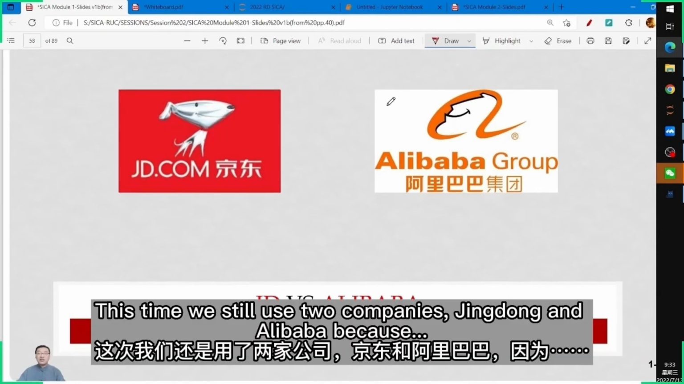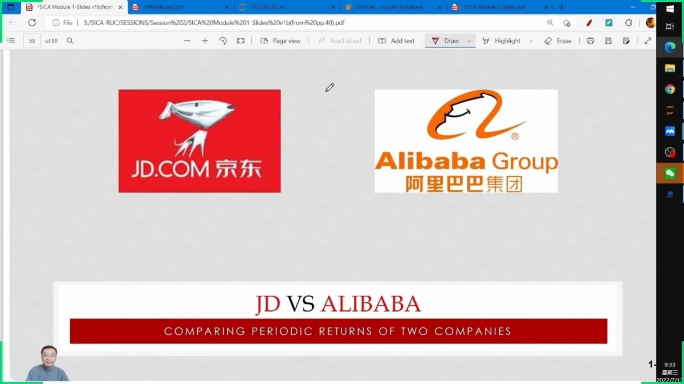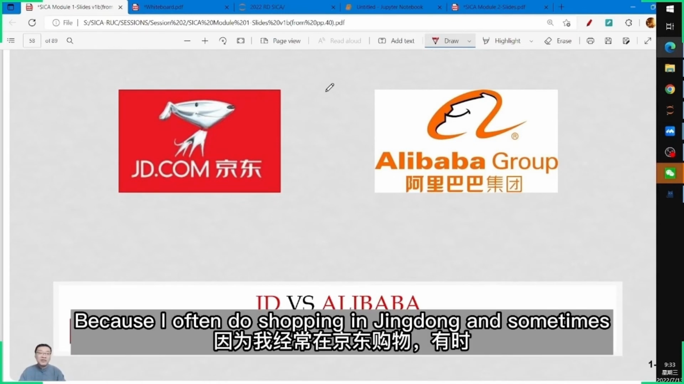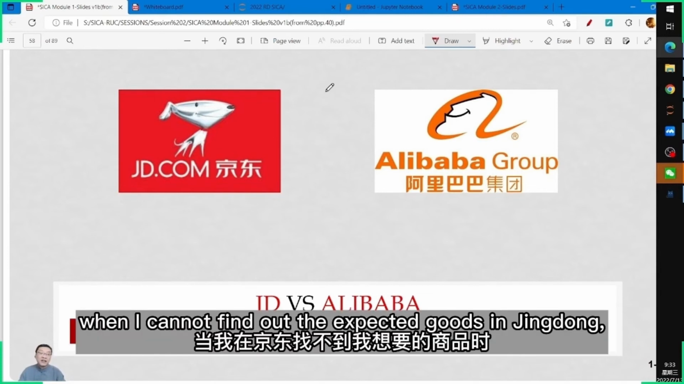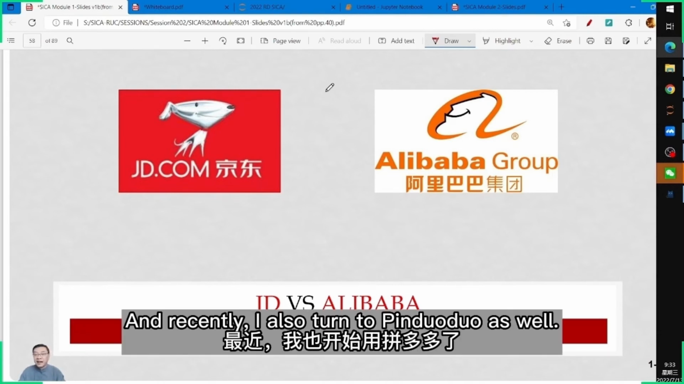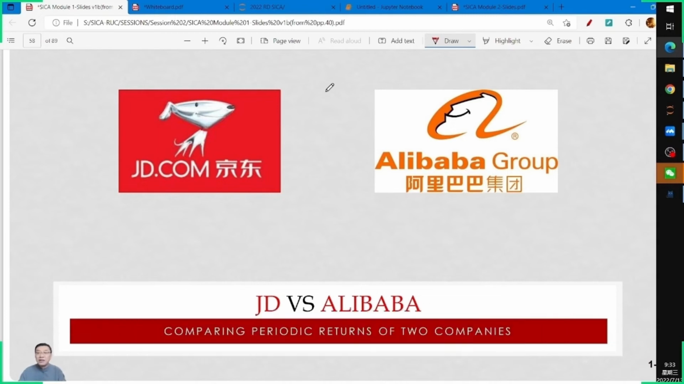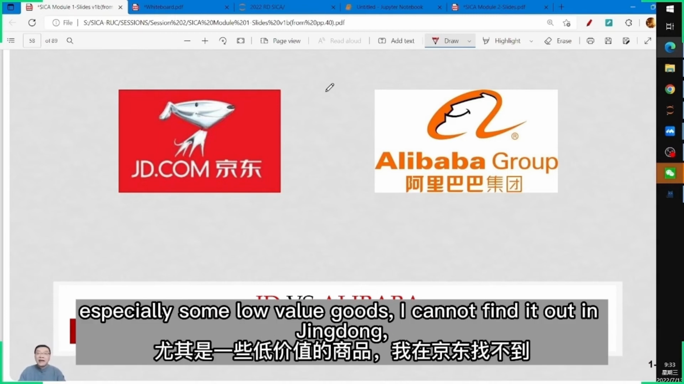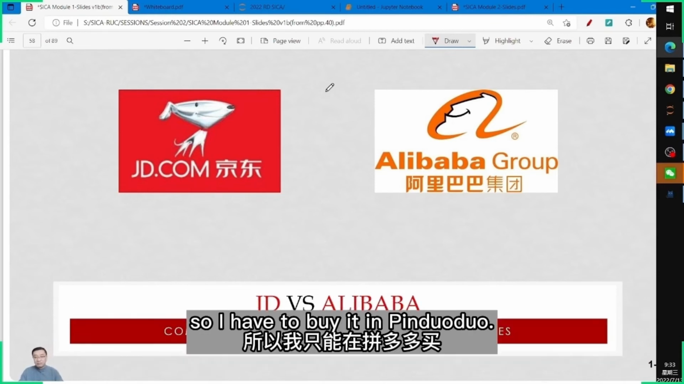This time, we still use two companies, Jingdong and Alibaba, because I like these two companies personally. I often do shopping in Jingdong, and sometimes when I cannot find the expected goods in Jingdong, I may turn to Alibaba, Taobao, or Tianmao. And recently, I also turned to Pinduoduo as well, because for some goods, especially some low-value goods, I cannot find them in Jingdong, so I have to buy them in Pinduoduo.